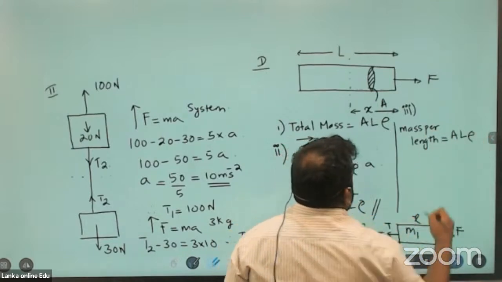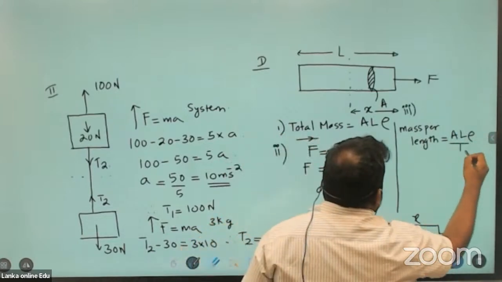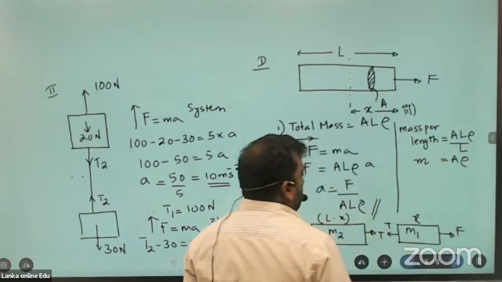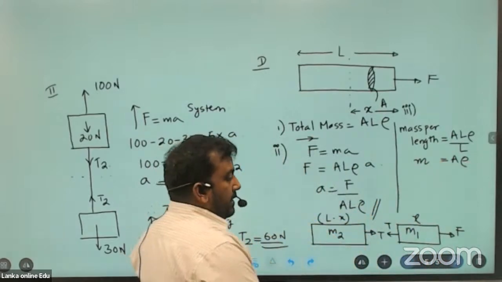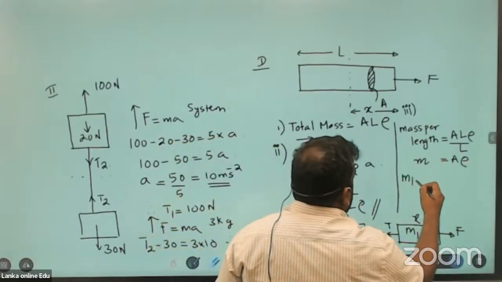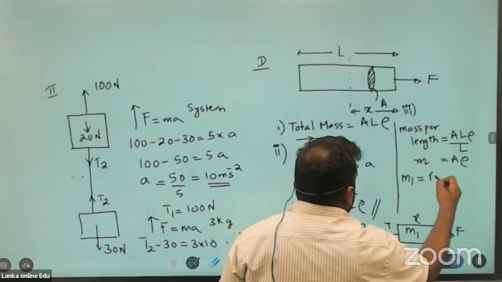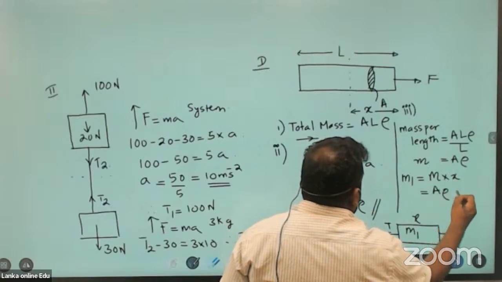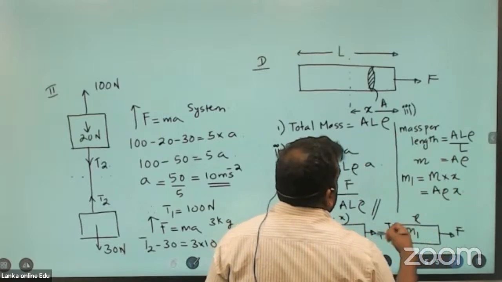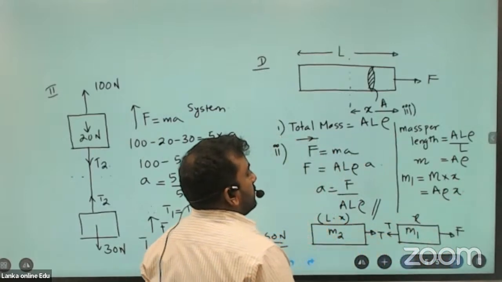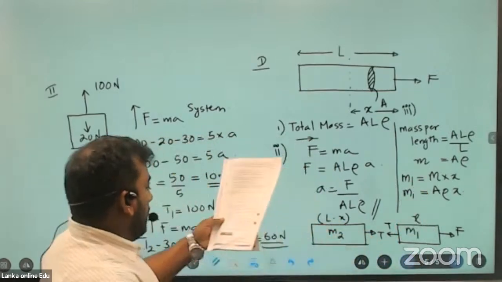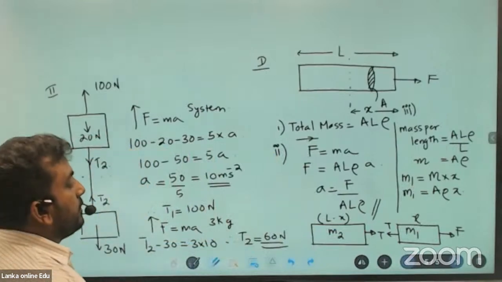AL rho divided by L. That is A rho, the mass per length, simple M. So what is the mass M1 here? M1 is mass per length into length: A rho x. Simple M1. They want you to find the tension.